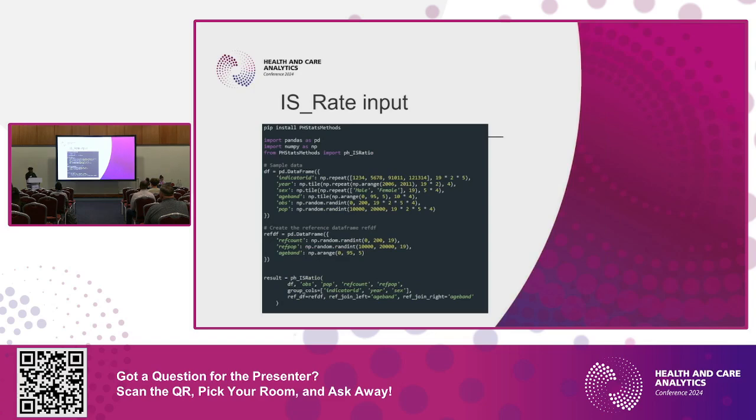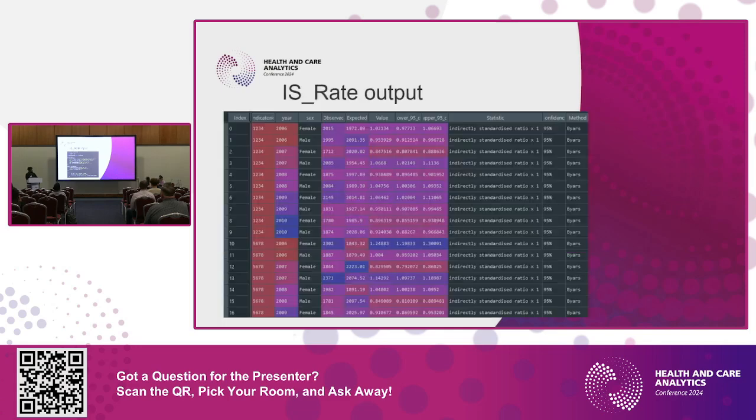I'm going to show you the input. Here we can see the input parameters for the IS rate function. Users need to provide the observed events and the expected events. Additionally, demographic breakdowns that influence the standardization process can be specified. The flexibility ensures that the function can be tailored to various datasets, maintaining the accuracy of the statistical analysis.